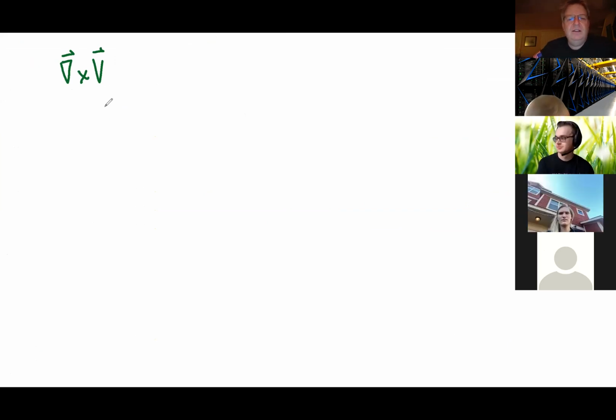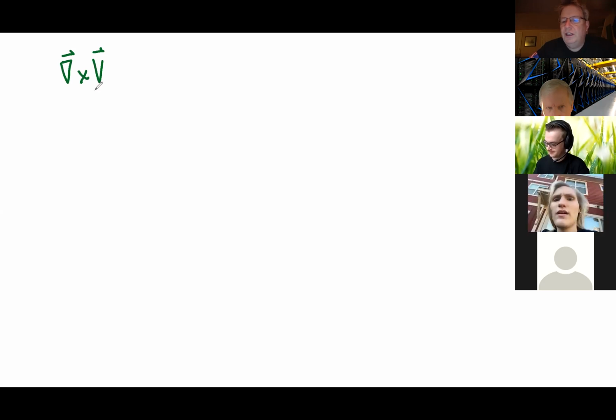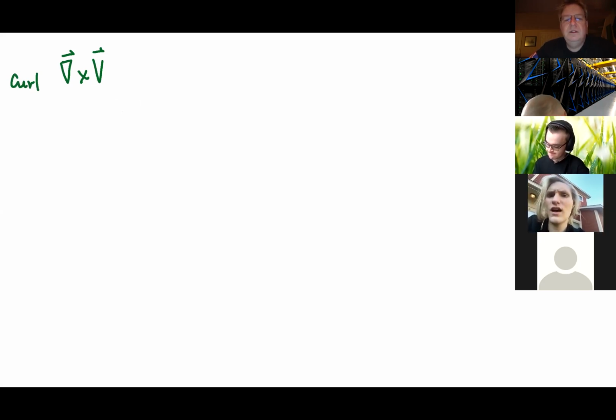Now, del cross V, in calculus notation, what do they call that? The Lagrangian? Well, no. It's a cross product, but what do we call del cross V? A gradient? No, this is called the curl. Curl. Yeah, this is a curl. Oh, curl. Oh my god, I'm stupid.